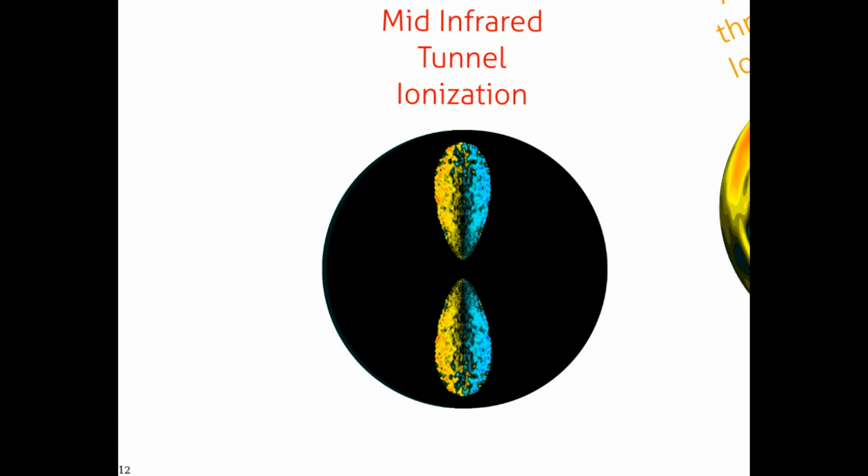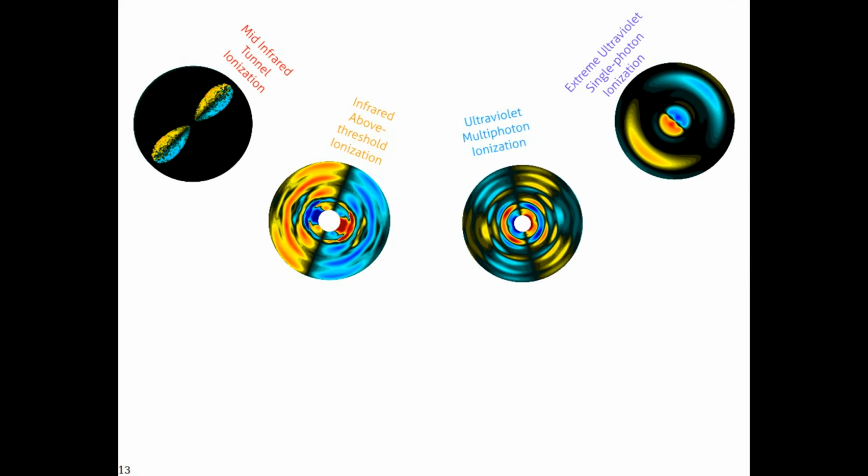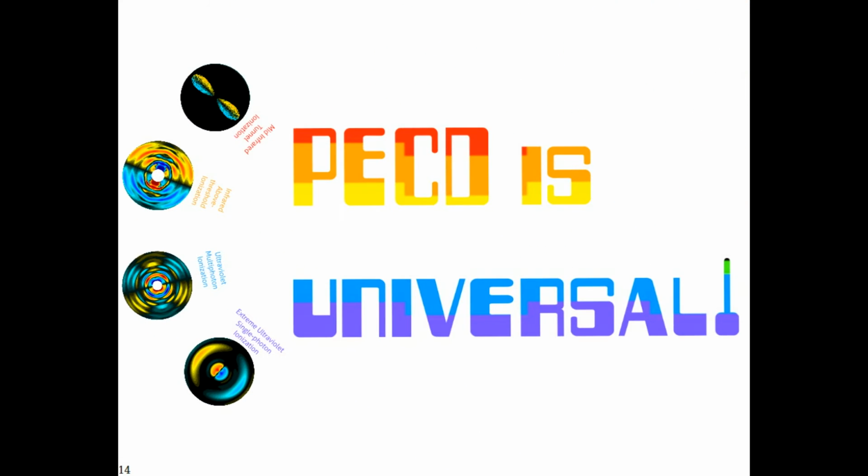Lastly, we want to push the study to the tunneling regime. We use a strong 1.8 micron laser field to photoionize the fenchone molecules. Remarkably, even in this extreme ionization regime, we still measured a significant PECD. We can thus conclude that PECD is a universal effect in the photoionization of chiral molecules.